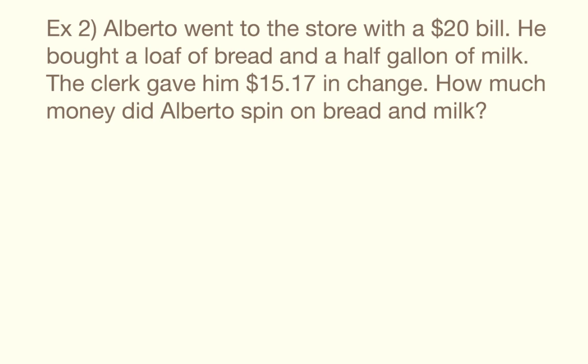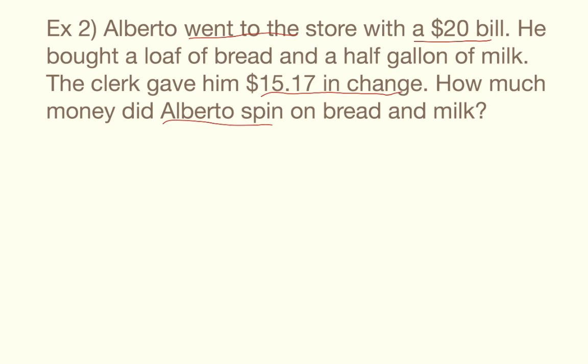We'll follow the same exact steps in example 2. We'll underline the key factors and then figure out exactly what we're going to do to solve the equation. Alberto went to the store with a $20 bill. He bought a loaf of bread and a half gallon of milk. That information isn't that big of a deal, so we're not going to underline anything in that sentence. The clerk gave him $15.17 in change. How much money did Alberto spend on bread and milk?